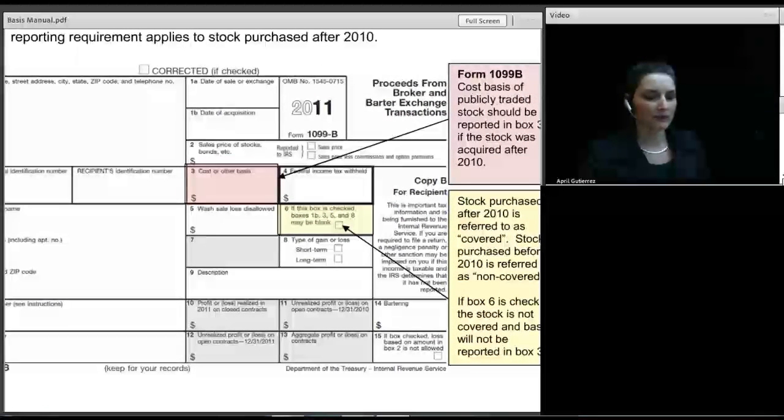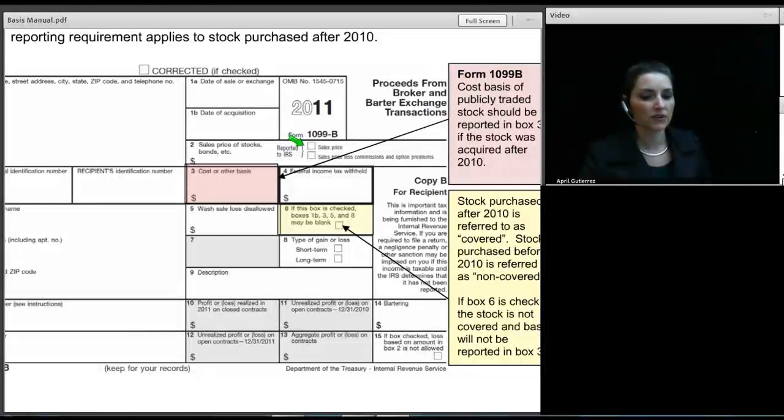And then we go over and look at the boxes themselves, and we'll see we have the date of sale or exchange, and for the first time, we have the date acquired. There's never been a requirement in the past for the date stock was acquired to be reported to the IRS. So this is the first time in history the 1099-B has had a line for that. Also on line 2, we have the sales price, and then we have a notation made on that sales price.